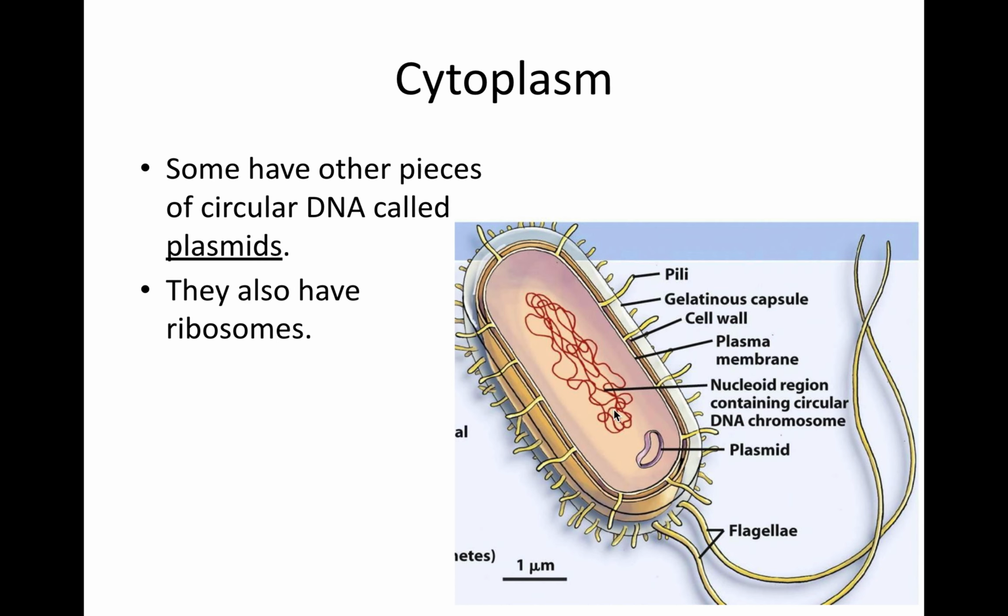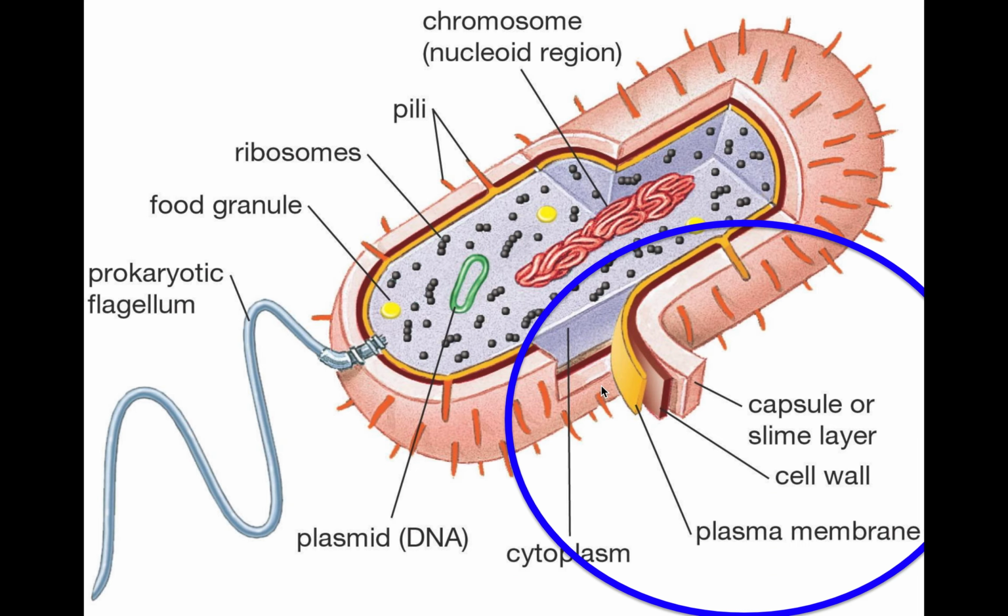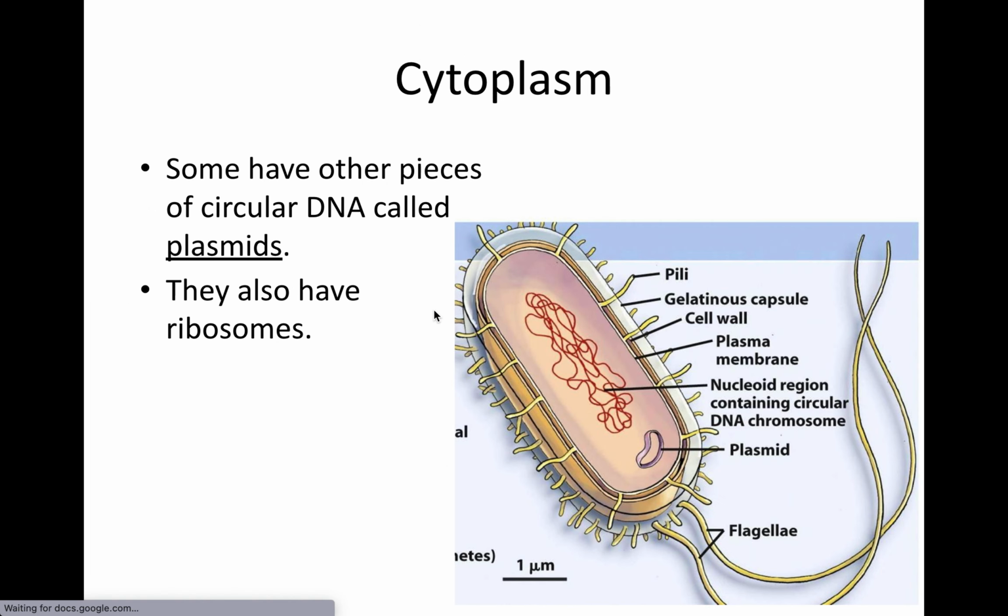Again, you can see that where the nucleus is hanging out in the middle, this chromosome right here is in the nucleoid region. You're also going to have these other tiny pieces of DNA. They're circular pieces called plasmids. And prokaryotic cells also have ribosomes. So this is not a good picture, but this picture is. So you see these little black dots? Those are ribosomes, and ribosomes make proteins. We'll go over that in a minute. Maybe tomorrow, I'm not sure.